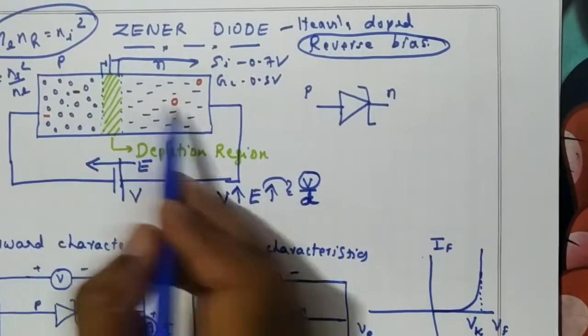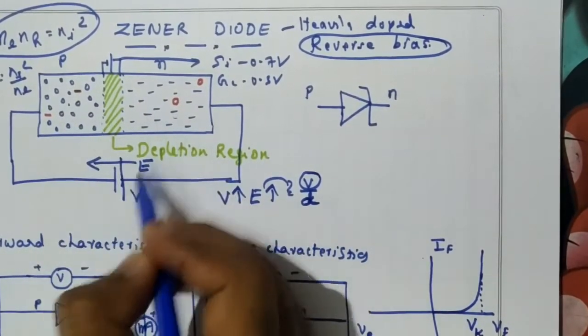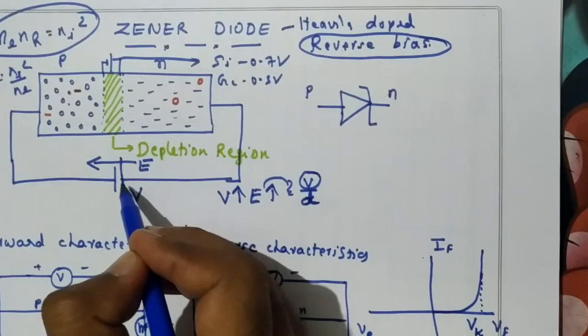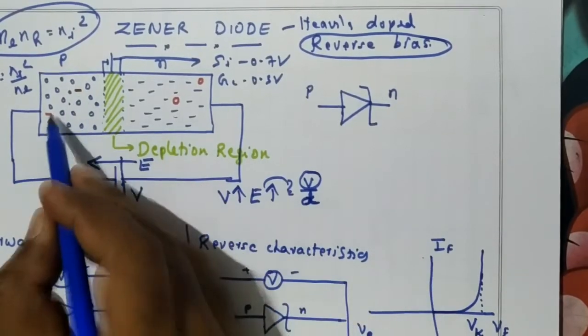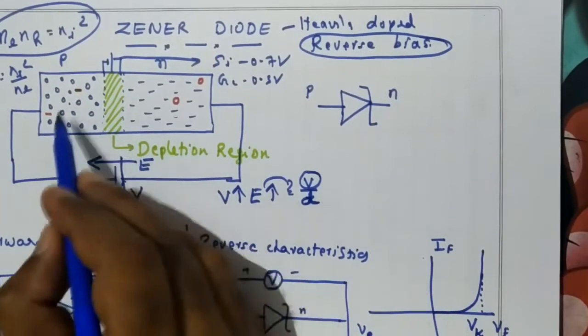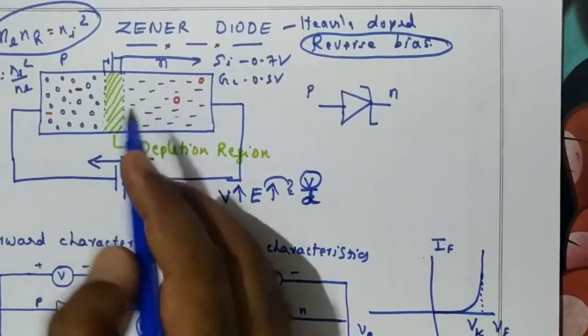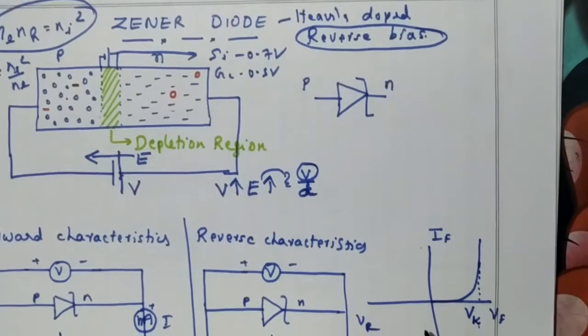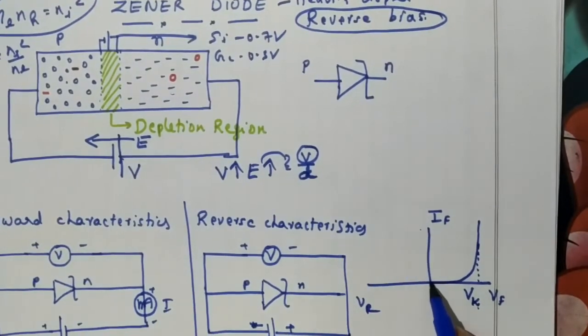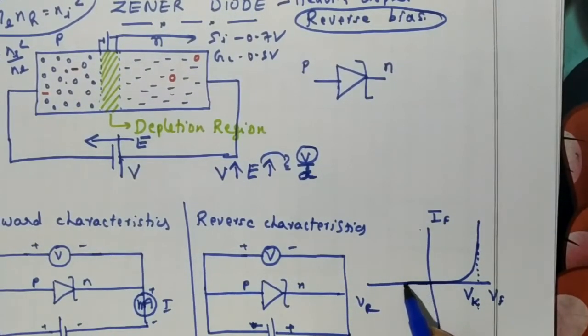Only minority charge carriers cross the junction because these minorities are repelled by the negative of the battery. So they cross the junction. And since they are very less in number, the current will be very less, almost zero.